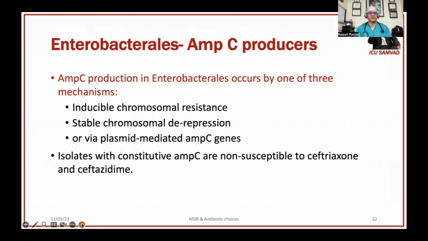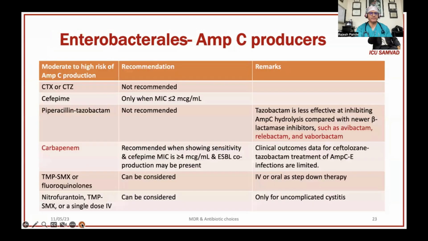Next problem is Enterobacterales which are AmpC producers. Now, this AmpC is produced by one of three mechanisms. Either there is inducible chromosomal resistance or stable chromosomal derepression, or via plasmid-mediated AmpC genes. Isolates with constitutive AmpC are non-susceptible to ceftriaxone as well as ceftazidime. So when it comes to treatment, when there is moderate to high risk of AmpC production, ceftriaxone and ceftazidime are not recommended. Cefepime is recommended only if MIC is less than or equal to 2 microgram per mL. Pip-tazo is not recommended as tazobactam is less effective at inhibiting AmpC hydrolysis when compared to newer beta-lactamase inhibitors. We'll talk about that.